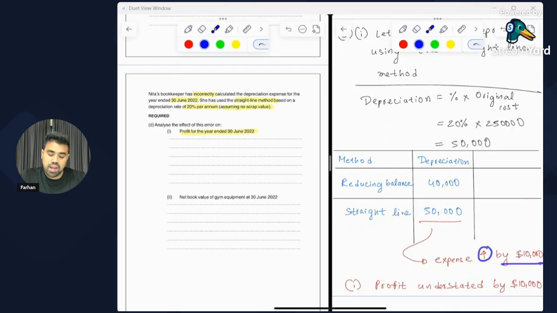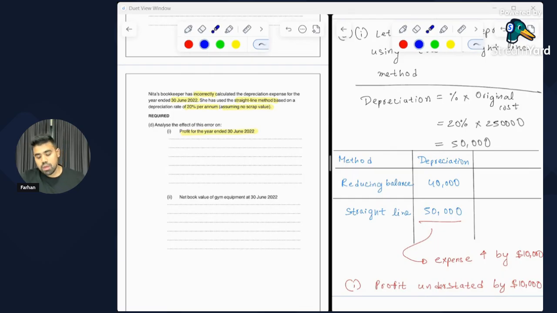When expenses are overstated, what do you think is going to happen to the profit? It's going to go down, because expense refers to the operational expenditure for the business. How do we find the net profit? We subtract all the expenses from the gross profit. So if we are overstating our expenses by $10,000, then definitely your profit has to be understated by $10,000. That's the effect on the profit for the year ended 30 June 2022.